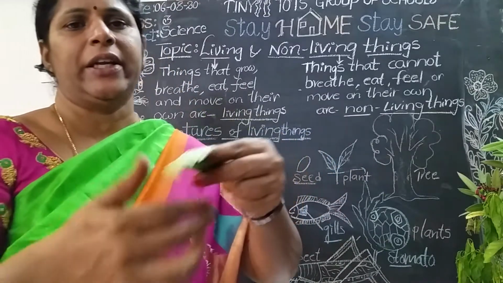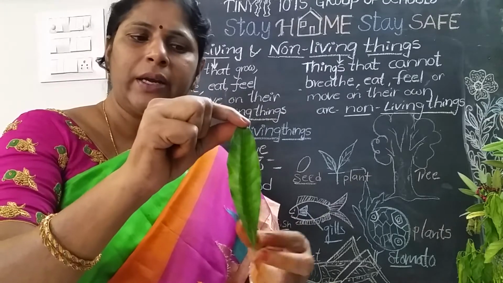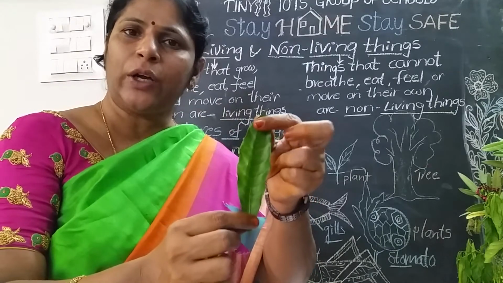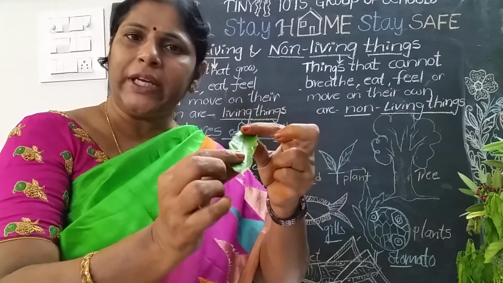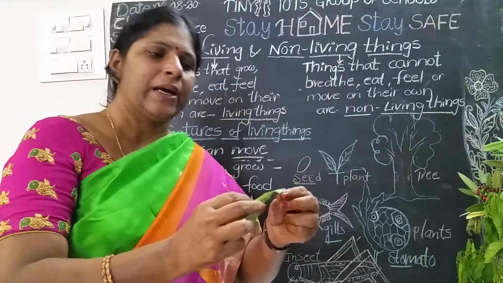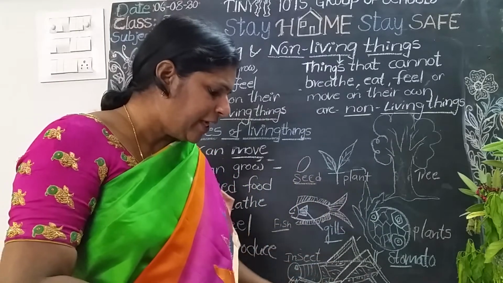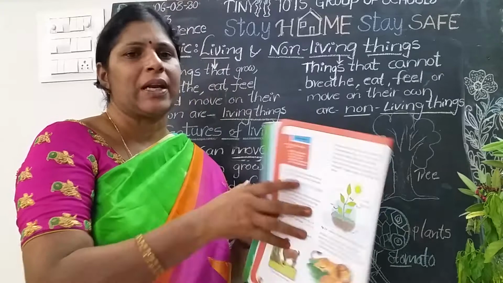Leaves are green in color. Why are they green in color? They contain a green pigment called chlorophyll. Chlorophyll gives green color to the leaf. That's why plants and leaves are green in color. So green plants make their own food with the help of sunlight.